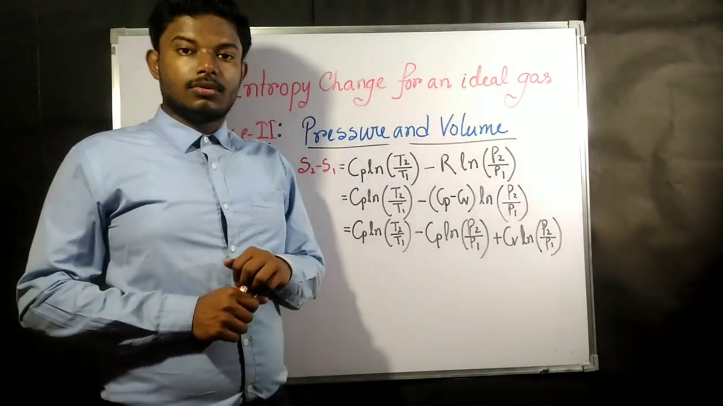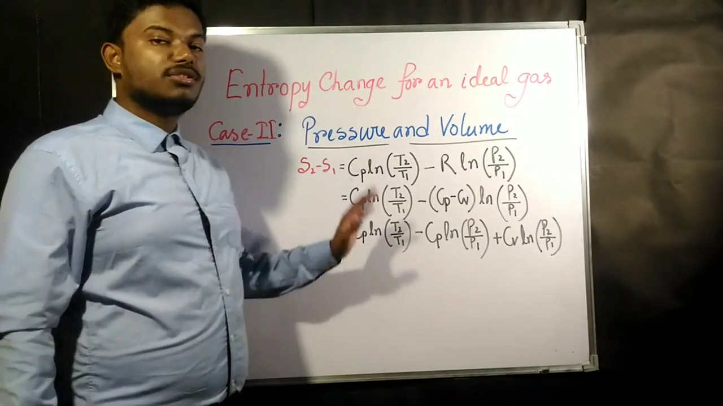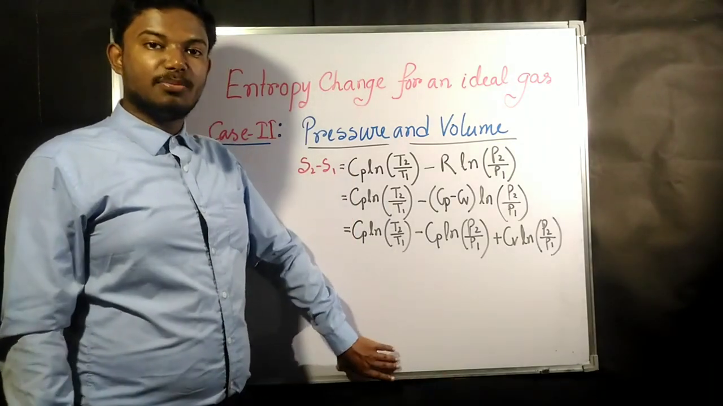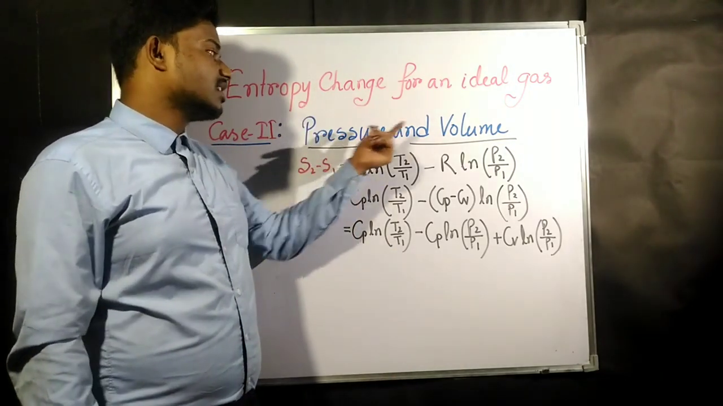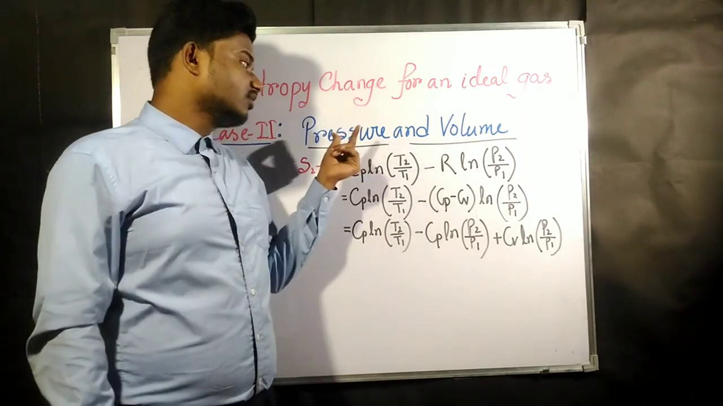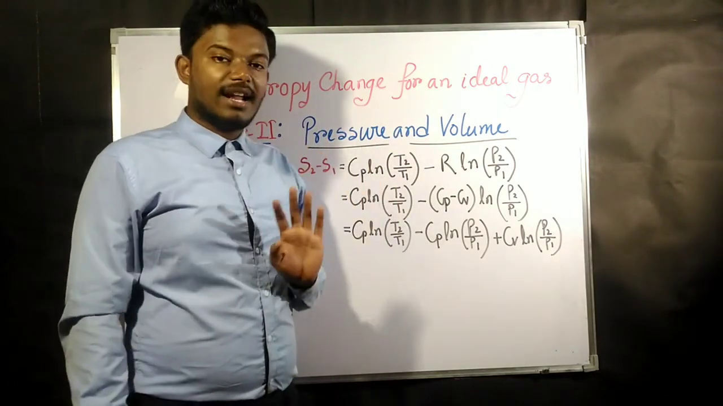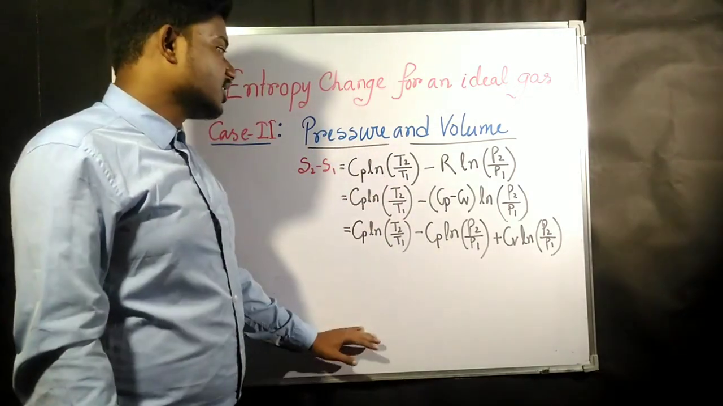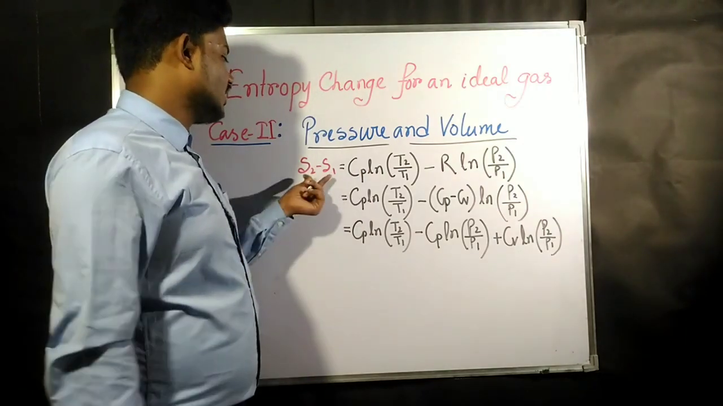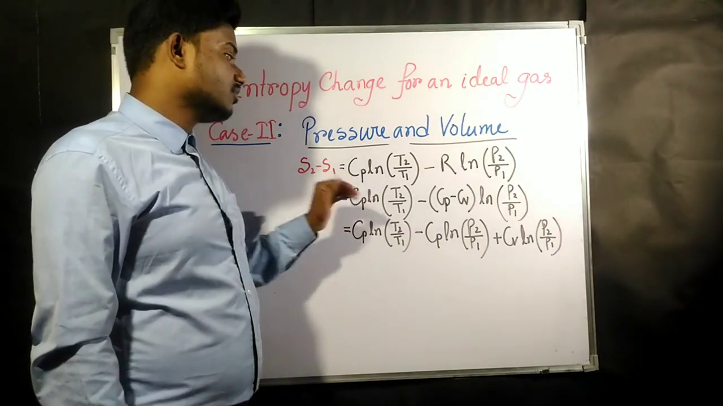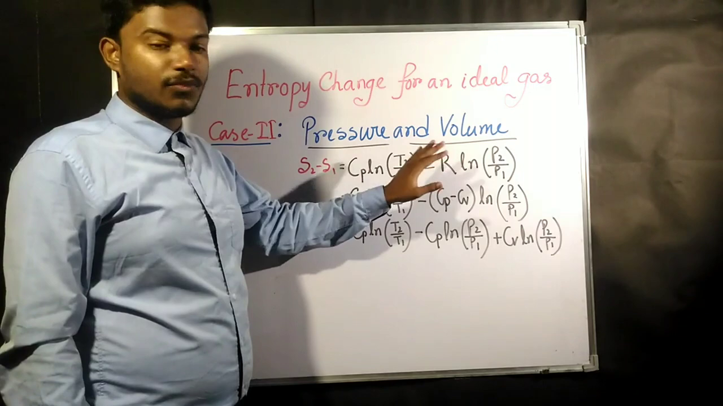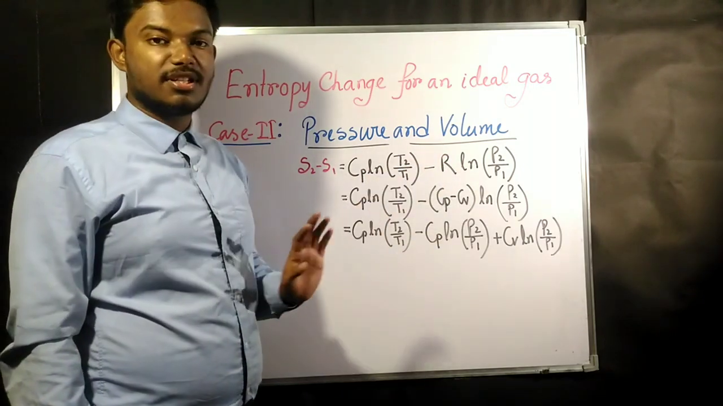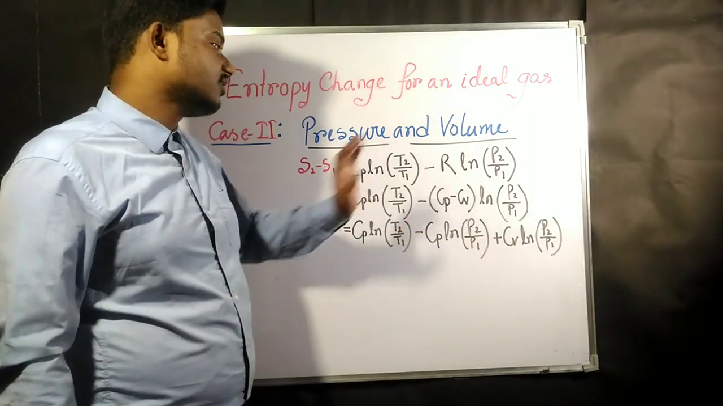So the next expression which we are going to find out for entropy change is going to be in terms of pressure and volume. Now, to find that expression in terms of pressure and volume, first of all let us consider the entropy change which we have found out on the last board, that is in terms of temperature and pressure. Let us consider this one.